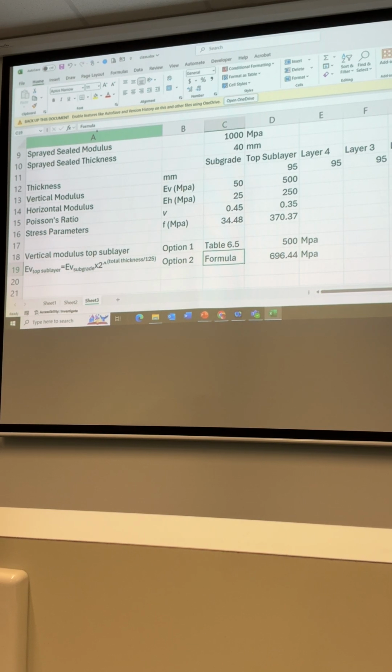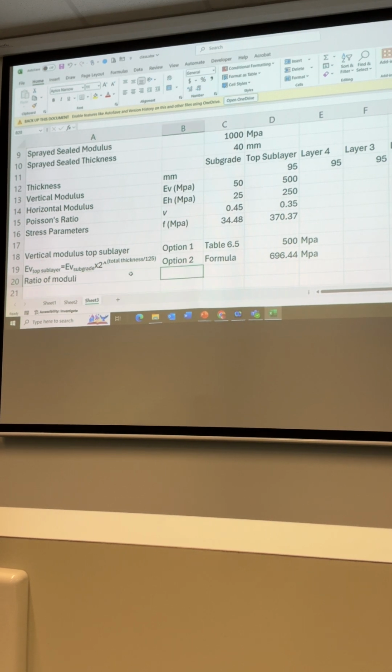Now the next thing that we are going to do is to calculate the ratio of moduli. Ratio of moduli is telling us that it's going to be the EV of the top divided by the EV of the subgrade to the power of 1/5. So I'm going to write down here ratio of moduli.